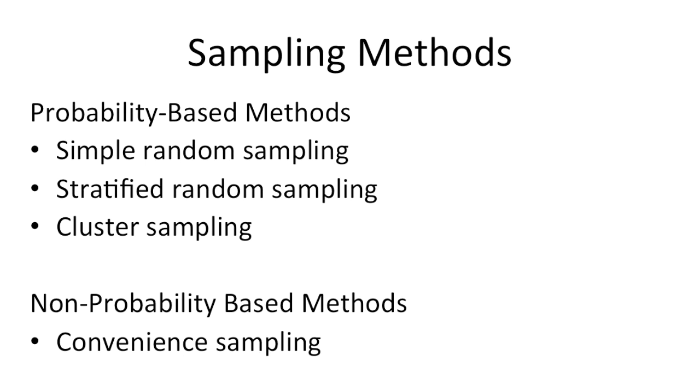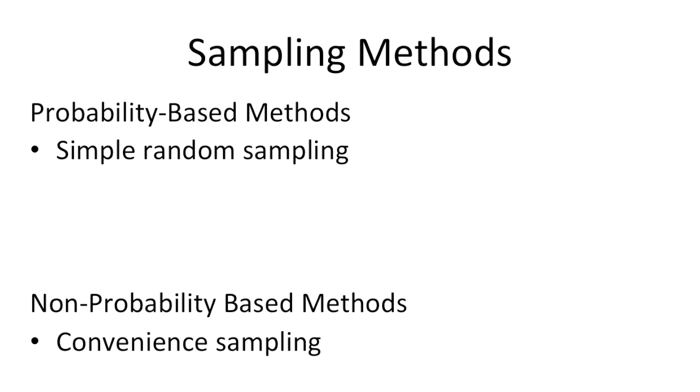There are a few different ways that we can select a sample from the larger population. These are some of the more common methods. In this course, we're only going to be talking about simple random sampling and convenience sampling, though you should note that stratified random sampling and cluster sampling are also popular methods.